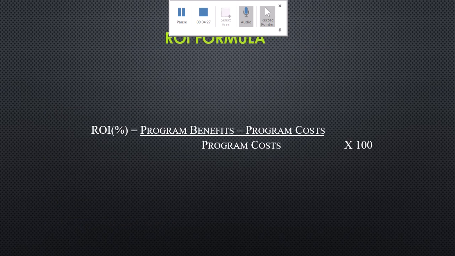Next, here is our return on investment formula. We have the ROI percentage equals the program benefits minus the program cost, divided by the program cost, times 100. So that is the formula that you're going to use for return on investment.